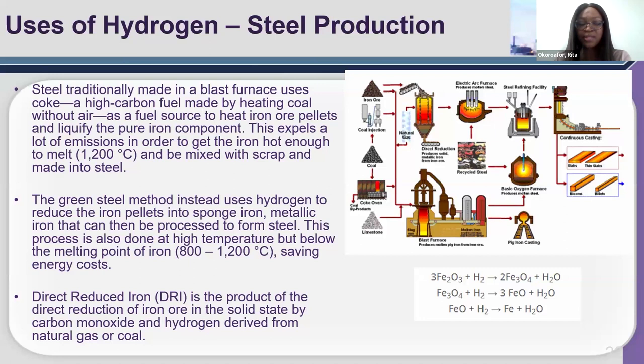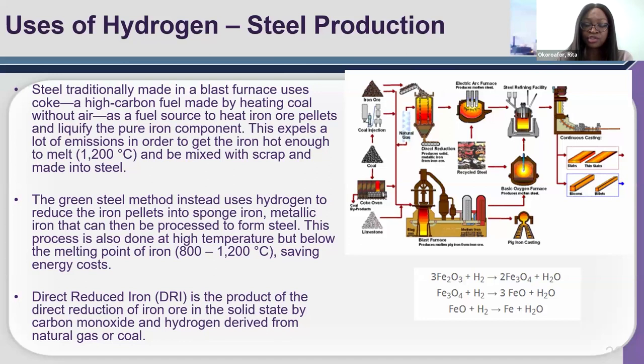Now, people have begun to think about, is there any way we can reduce the amount of energy we're using to generate this steel? Is there any other process? And so there is what we call direct reduced iron, which is where we reduce the iron ore itself using something like carbon monoxide and hydrogen. This carbon monoxide and hydrogen will be coming from, or the hydrogen will be coming from natural gas. So we use it to reduce the iron instead of actually trying to raise the temperature to heat the iron.